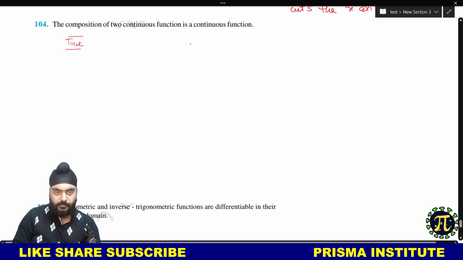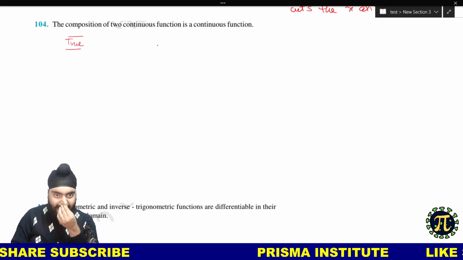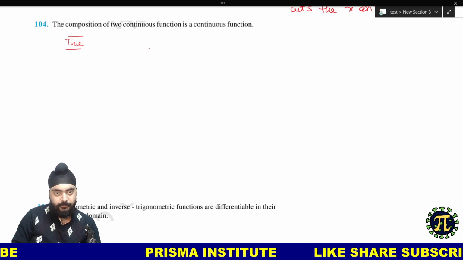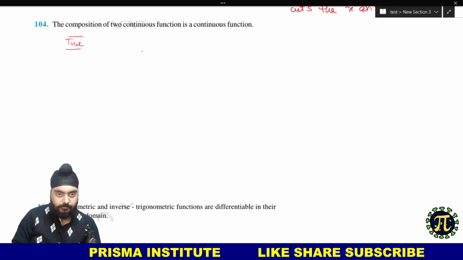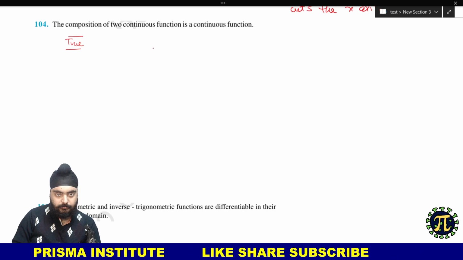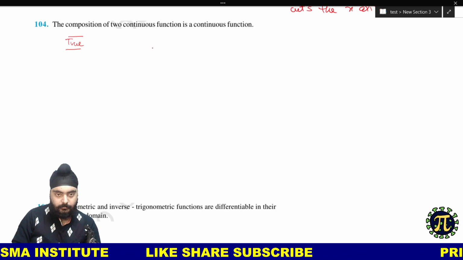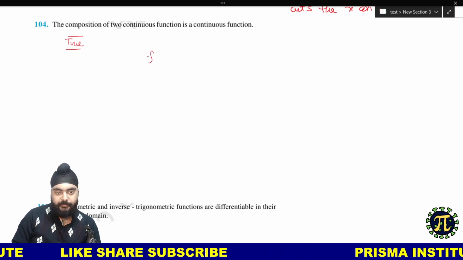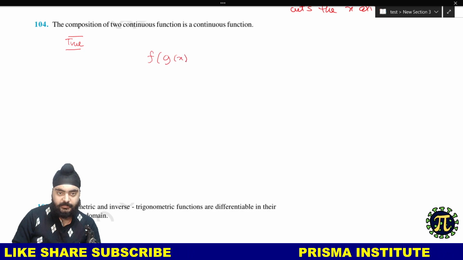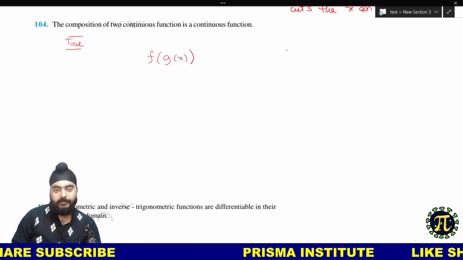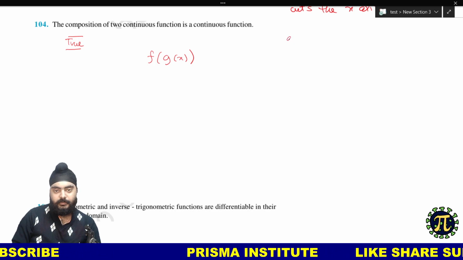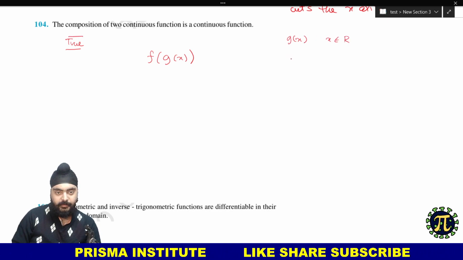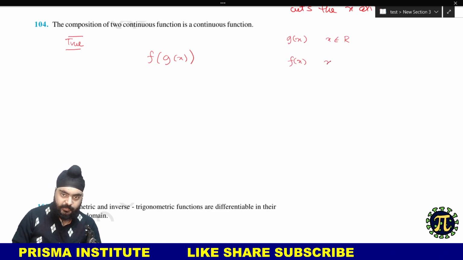So let's see why. If I have a continuous function, let's say continuous in R. Let's say fx and gx, and I'm doing this composition like this: f of gx. In gx this is a continuous function, so x belongs to real. And fx is also a continuous function, so let's say x belongs to real.